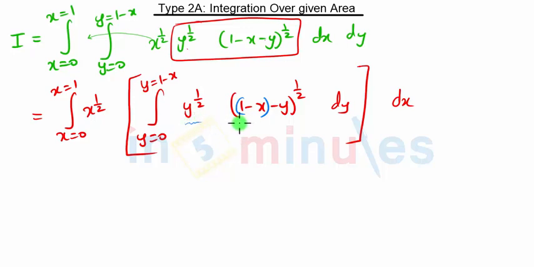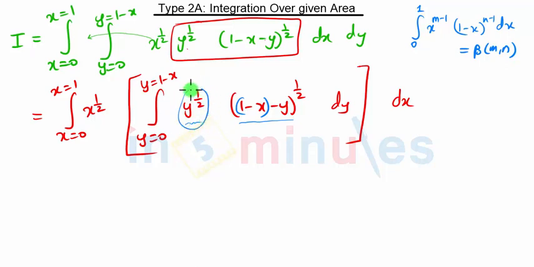This integration, if you see, is of the form integration of 0 to 1 x raised to m minus 1 into 1 minus x the whole raised to n minus 1 into dx. This integration is nothing but beta of m comma n. So we have y raised to half term, but we have 1 minus x minus y, but we want only 1 minus x term. That is, in our case the variable is y, so we want only 1 minus y term, so that we can directly apply the function of beta of m comma n.